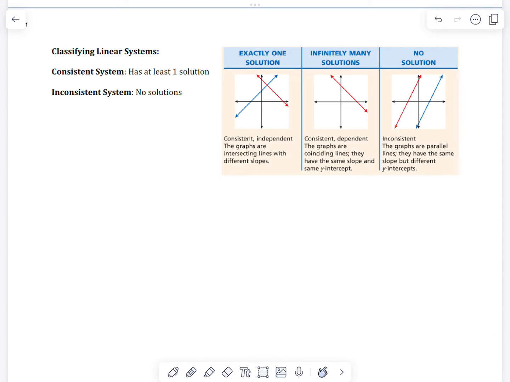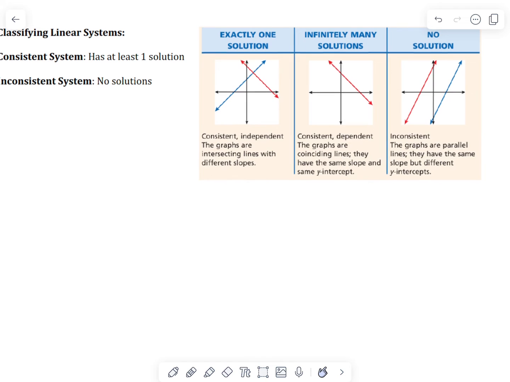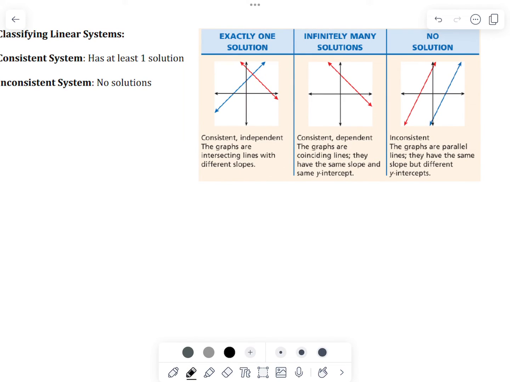The next thing is about classifying systems. So not every system is going to intersect at a nice point. So the first diagram shows the 2 lines intersect. The next one shows that the 2 lines intersect at every point. That means that they are the same line. And then the last one is showing you 2 parallel lines.